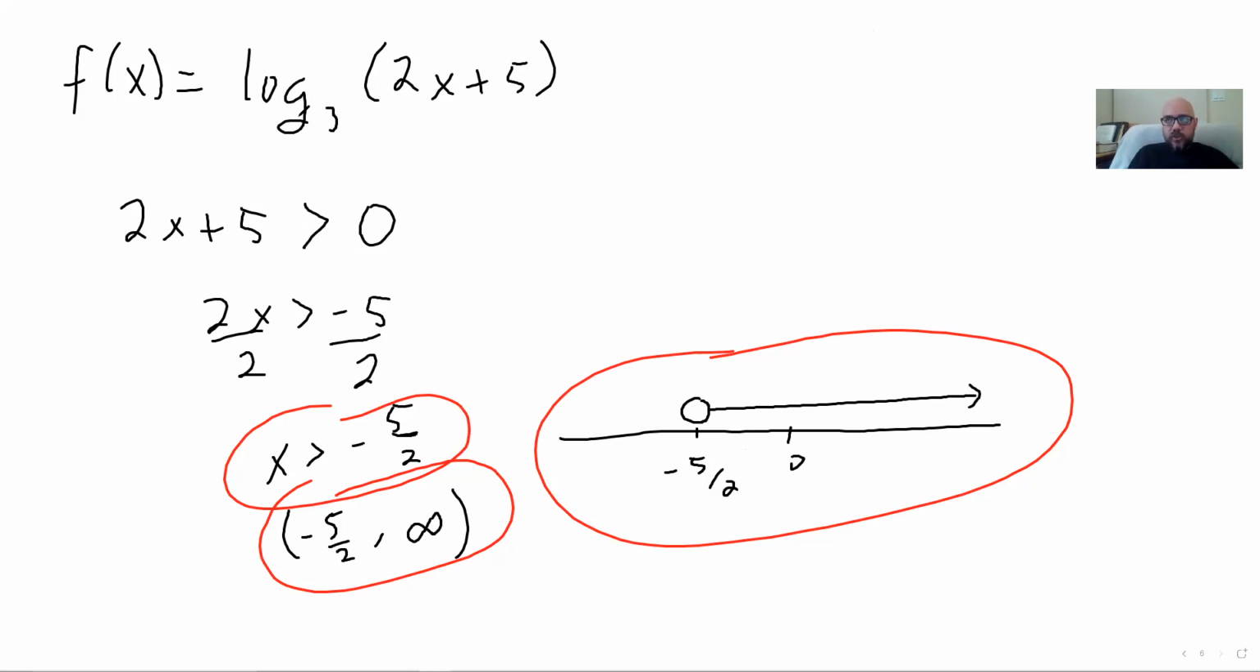Now, you can certainly make this a little bit fancier if you want to, but the basic idea is that whatever goes in the argument, in the parentheses, has to be positive, has to be greater than 0. And so you literally just take whatever's there, set it greater than 0, and solve the inequality. That's how you find the domain.